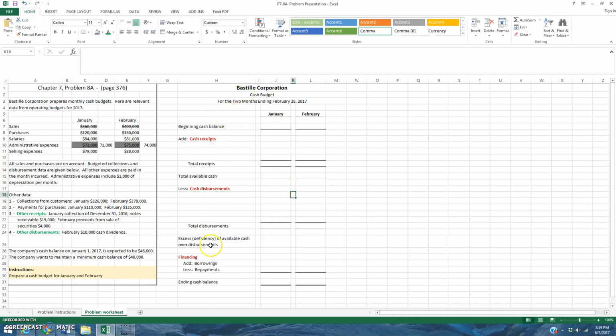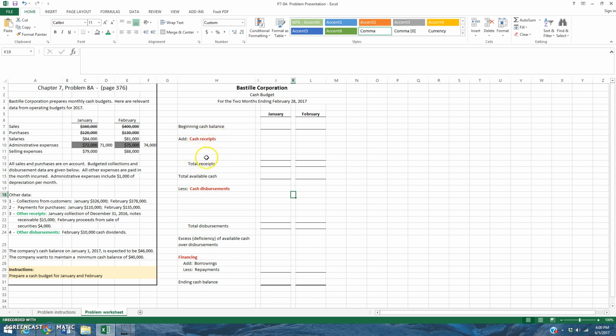I have created just an outline first to work on the worksheet. I started with a heading by adding the company name at the top, Bastille Corporation. I indicated what report this was. It's a cash budget. And then I indicated the period we're working with, which is for the 2 months ending February 28th, 2017. We're doing the 2 months of January and February. I have a column for each of them so we can see how those cash flows. And then here is the outline of how we're going to get to our ending balance. We will have, of course, a beginning balance.